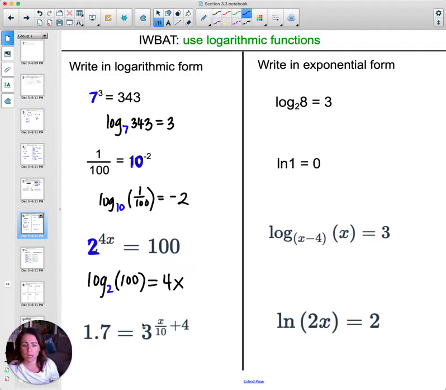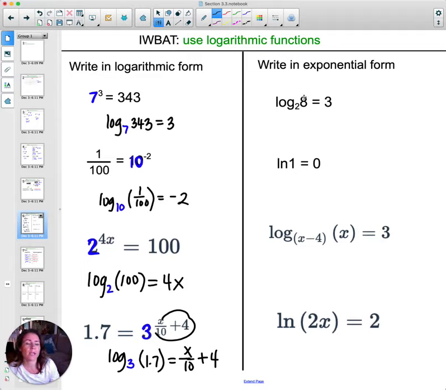Final one, that's in exponential form to start, has a base of 3. So we will have log base 3. Okay, the output was 1.7. So that's now going to become the input. So log base 3 of 1.7 equals that whole input, x over 10 plus 4.